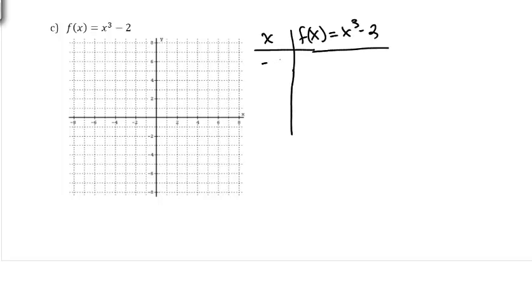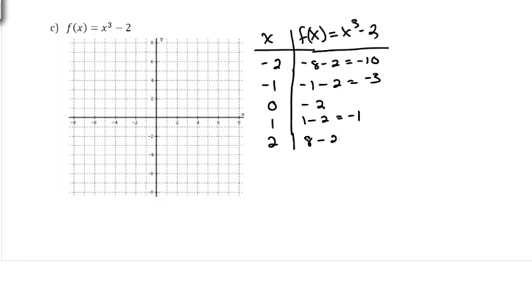So I'm going to plug negative 2, negative 1, 0, 1, and 2 into the function. So negative 2 cubed is negative 8, minus 2 gives us negative 10. Negative 1 cubed is negative 1, and then minus 2 gives us negative 3. 0 cubed is 0, so we get minus 2. 1 cubed is 1, and 1 minus 2 gives us negative 1. And 2 cubed is 8, minus 2 gives us 6. So I'm not going to plot the first point because it's off my graph.